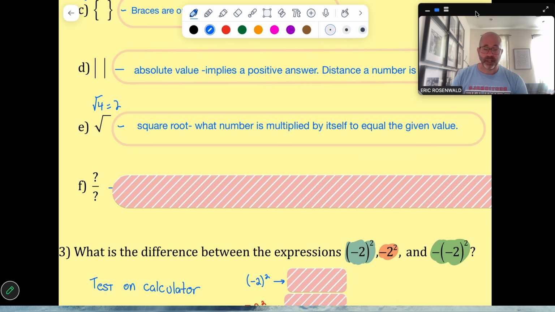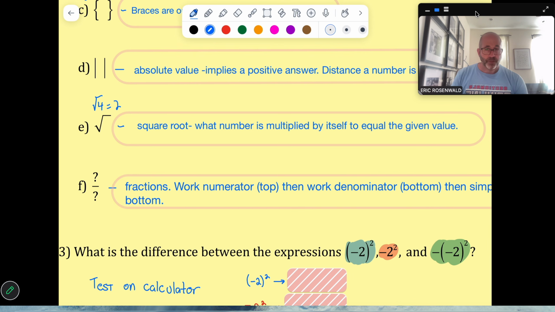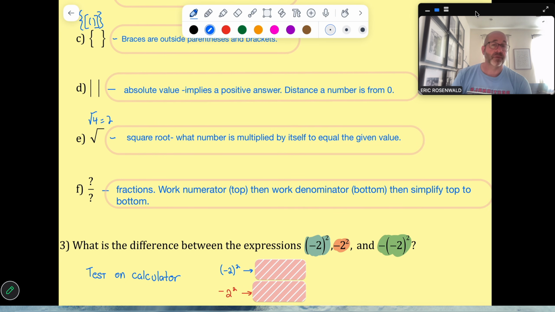Okay. The last one, we say question mark over question mark. This implies that we're saying it's a fraction. And when we're working fractions, believe it or not, there's an order that we actually go through. We will always work the numerator, which is the top, and then we're going to work the denominator, which is the bottom. And then from there, we're going to simplify the top to the bottom. Okay?